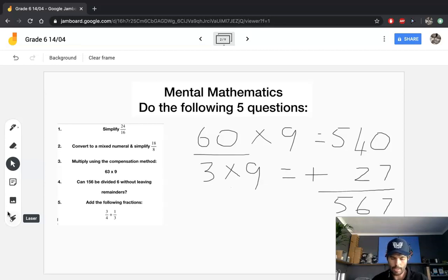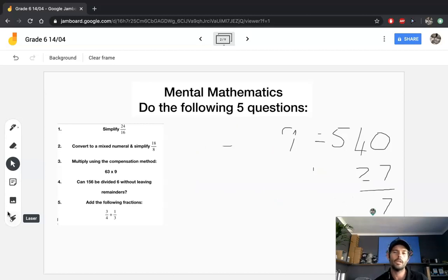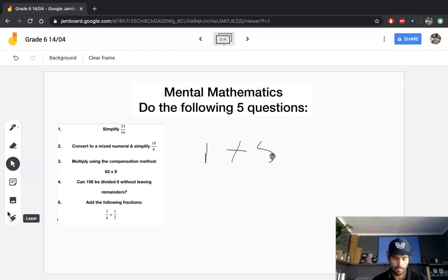Okay, next question was, can 156 be divided by 6? And I don't have to write anything down here because the divisibility rule for 6 is the number even, and can it be divided by 3? So 156 is even, and the rule to figure out if it can be divided by 3 is I need to add 1 plus 5 plus 6, and that gives me 12.